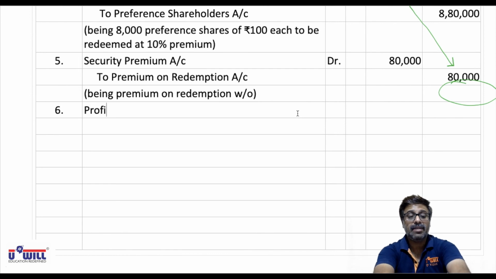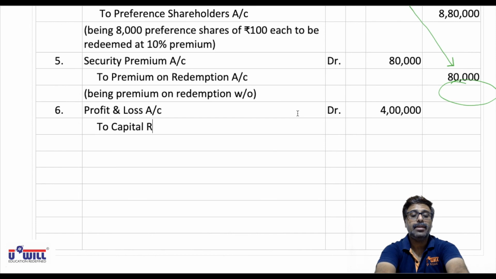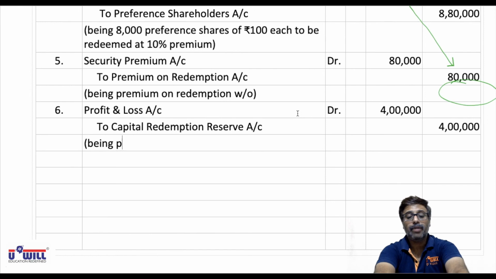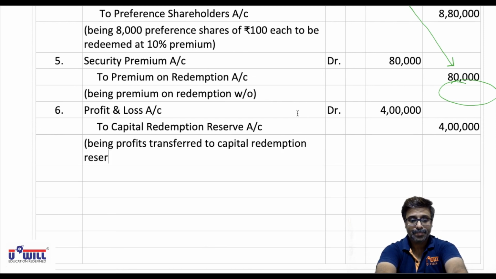So sixth entry will be profit and loss account debit with 4 lakh to capital redemption reserve account 4 lakhs, being profits transferred to capital redemption reserve.